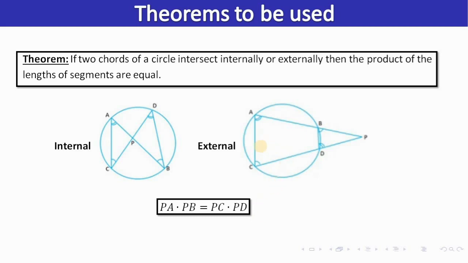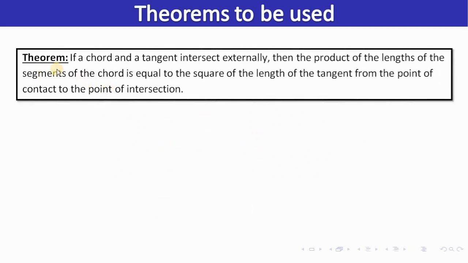Another theorem that we are going to make use of is this one. If a chord and a tangent intersect externally, so this time we are not intersecting two chords, but one chord and one tangent, and they intersect externally, then the product of the lengths of the segments of the chord is equal to the square of the length of the tangent from the point of contact to the point of intersection.